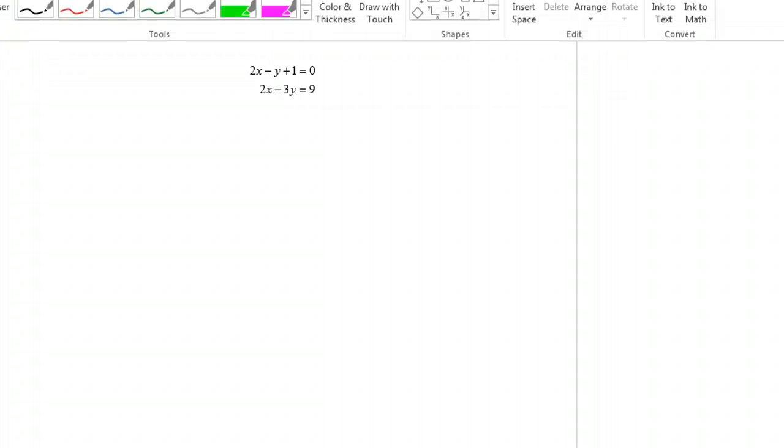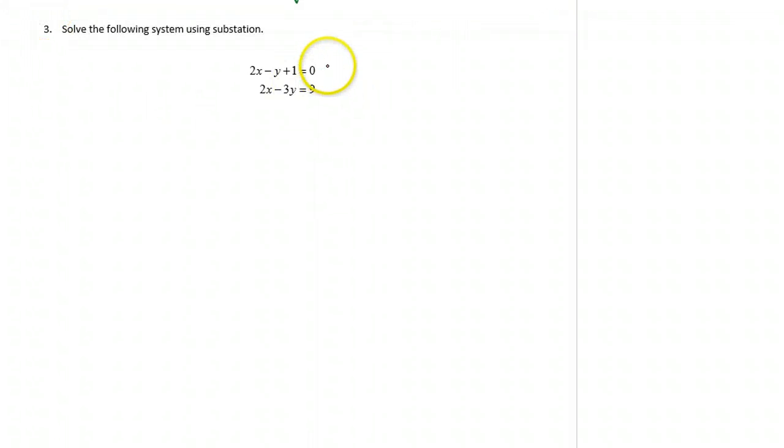Hello. In this video we're going to take a look at this problem here. So we're going to solve the following system using substitution. So let's do this question in pink, shall we? So the first thing I'm going to do is number my equations. And remember, substitution is the process of isolating for one of the unknowns and then substituting into the other equation.